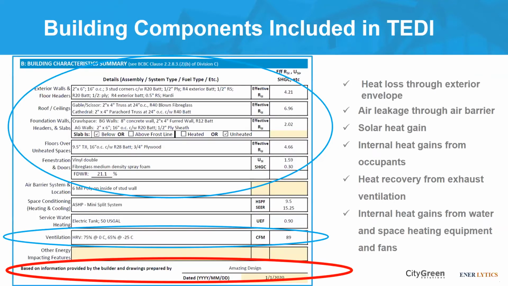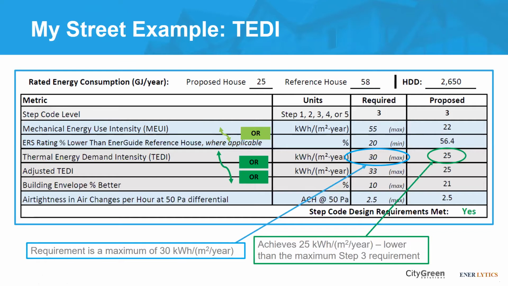When we're looking at section B of the BC Energy Compliance Report, these are the sections that are included within the TEDI: ventilation and these building envelope components. And if we look at section D of the BC Energy Compliance Report for the TEDI, it shows us that 30 is the requirement, and this home meets and beats that requirement by achieving 25.